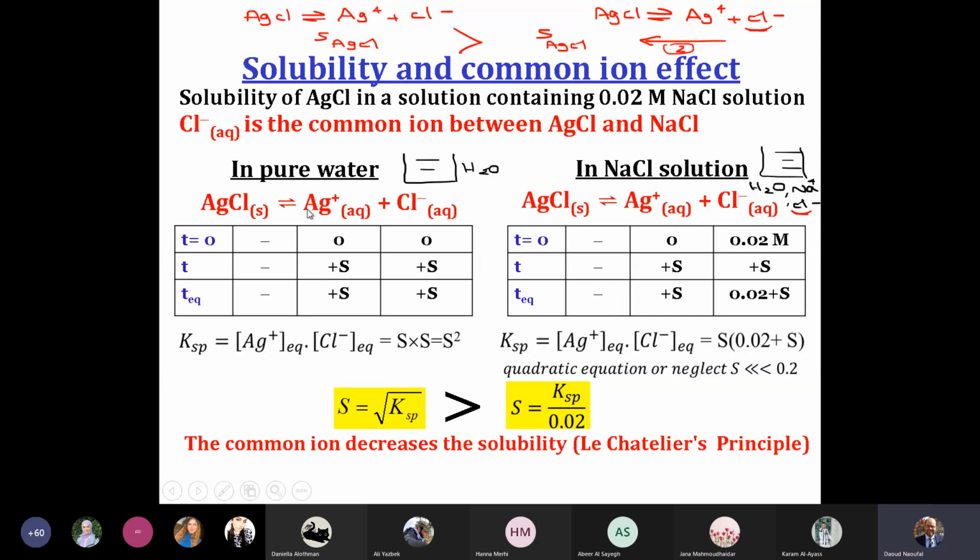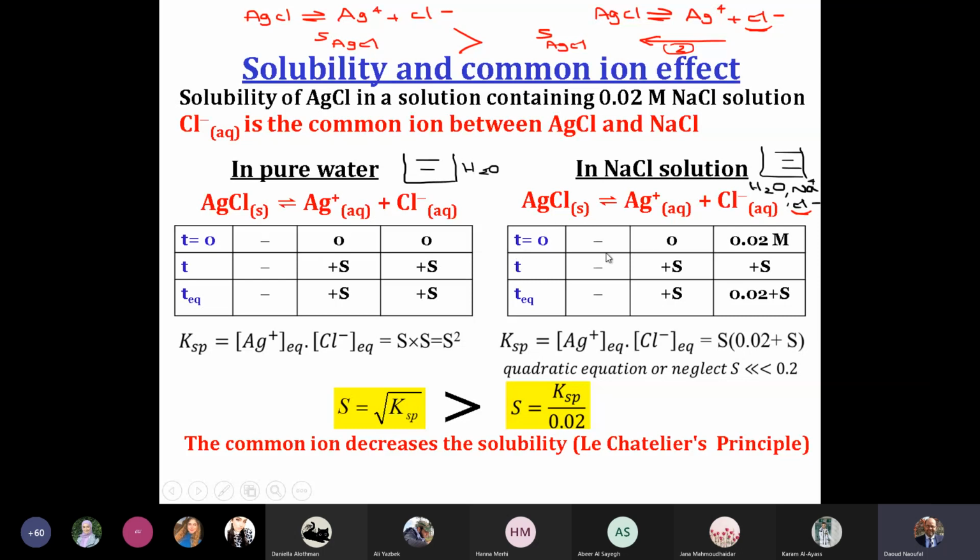In pure water, AgCl dissociates to Ag+ and Cl-. So at equilibrium, we have S and S, since at t equals 0, we have 0 and 0, and at equilibrium we have formation of X and X. In the case of AgCl in NaCl solution at t equals 0, we have Ag+ equal to practically 0, but Cl- is not equal to 0, since the solution initially contains Cl- ion, which is given in the exercise as 0.02.